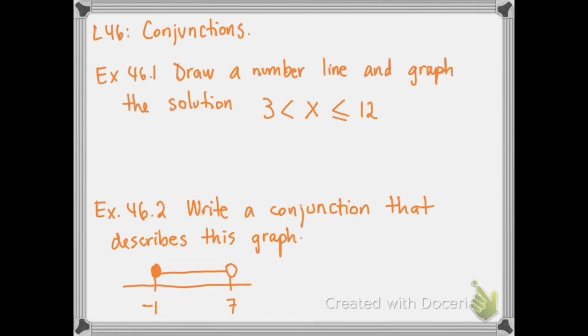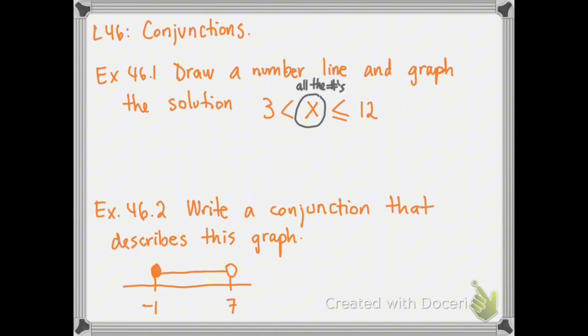Lesson 46, Conjunctions. This is another very simple lesson, and what we have to do is graph the numbers that are between 3 and 12 in this example. So let's first learn how we read this correctly. We're going to start in the center, and remember that instead of saying x, we're thinking about all the numbers.